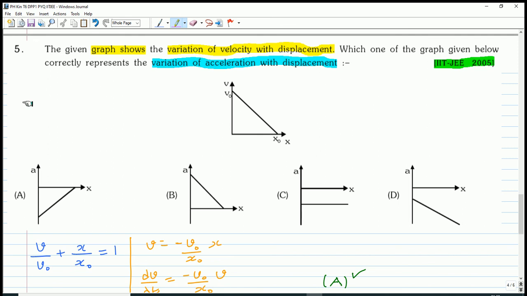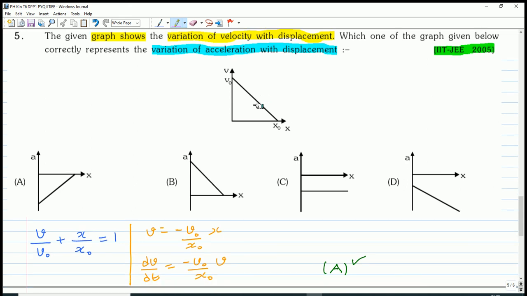This is the next question. The given graph shows the variation of velocity with displacement. Which one of the graphs given below correctly represents the variation of acceleration with displacement? So given v versus x, where x is the displacement, we have to find the correct representation of a versus x. So this again is the equation in the double intercept form. So the equation is v by v naught plus x by x naught equal to 1. V naught is the intercept on the velocity axis and x naught is the intercept on the x axis. So from this you get the velocity as minus v naught by x naught into x.